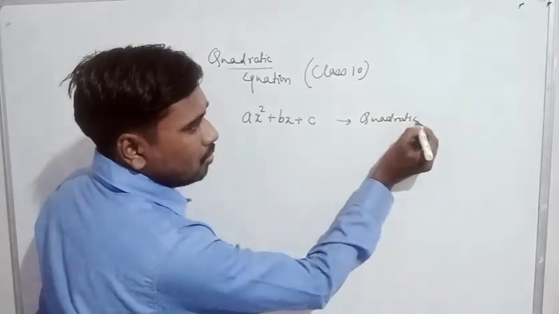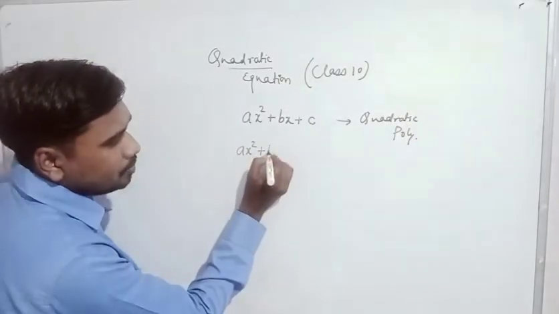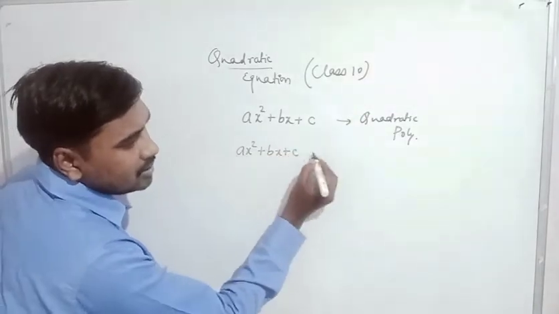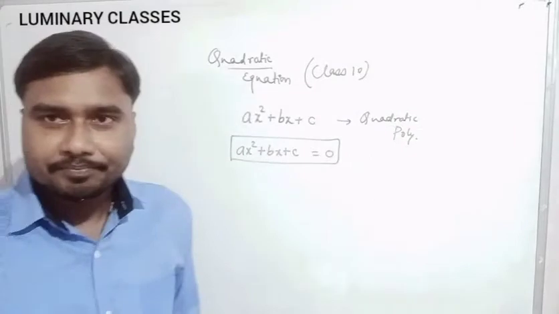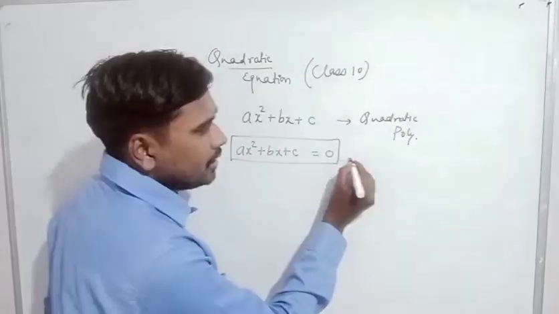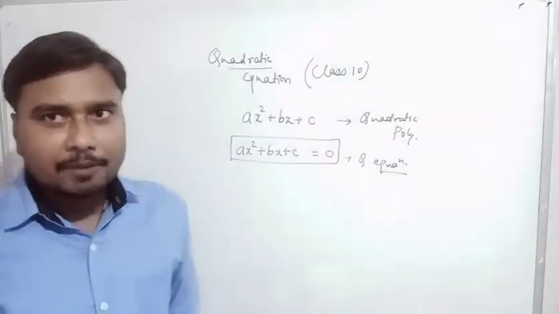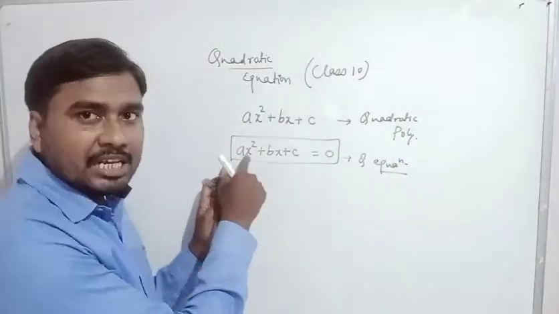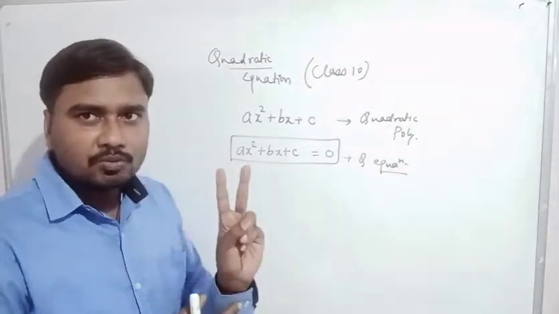Now, if ax square plus bx plus c is equal to 0, then this is called a quadratic equation. This was a quadratic polynomial and this is a quadratic equation. In this also, if the degree is 2, then the number of values of x will also be 2. So two values will be there.